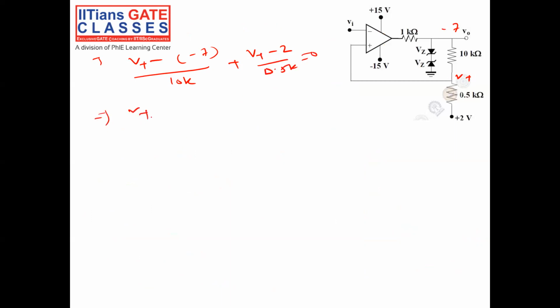Simple: V positive plus 7, plus, multiply by 10k on both sides. The k gets cancelled; 10 by 0.5 is 20. So 20 V positive plus 20 into minus 2, which is minus 40, equal to 0. Same, so plus 7 V positive, 21 V positive is equal to 40 minus 7, right?